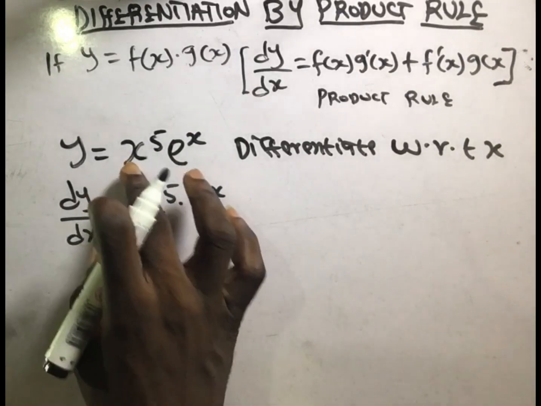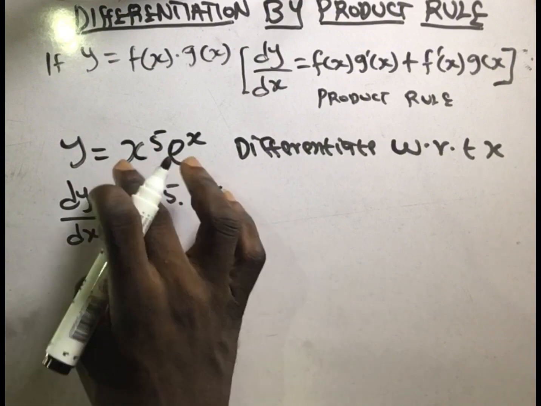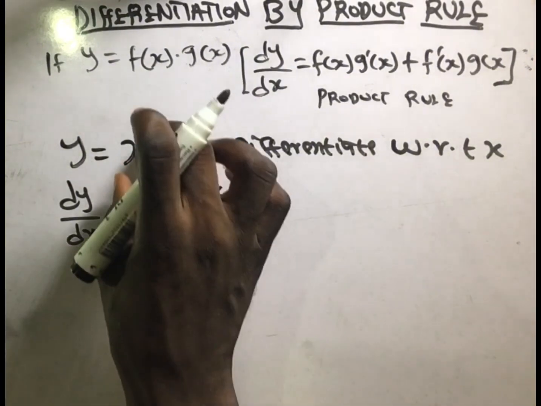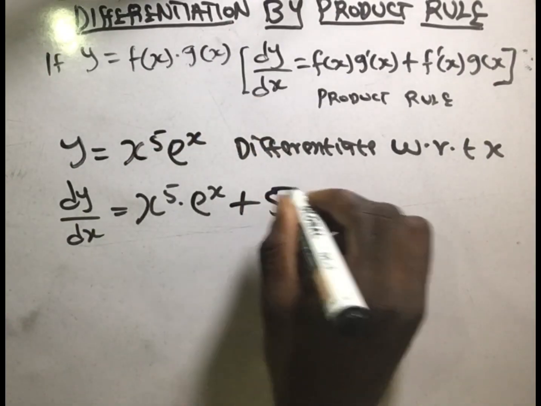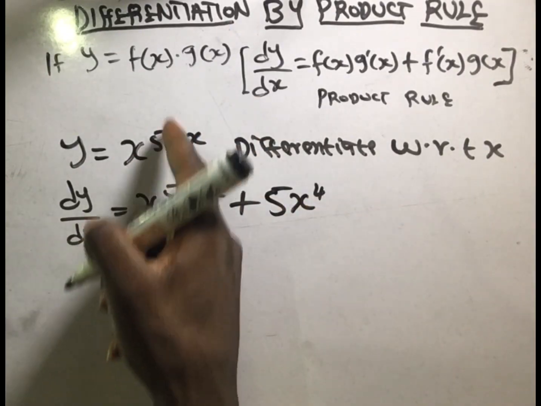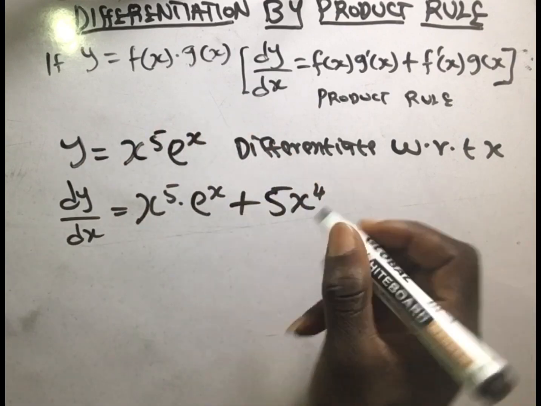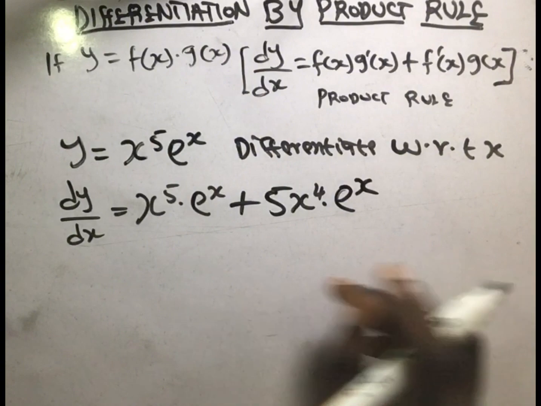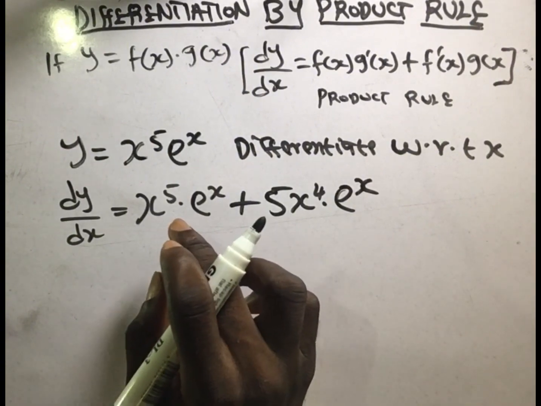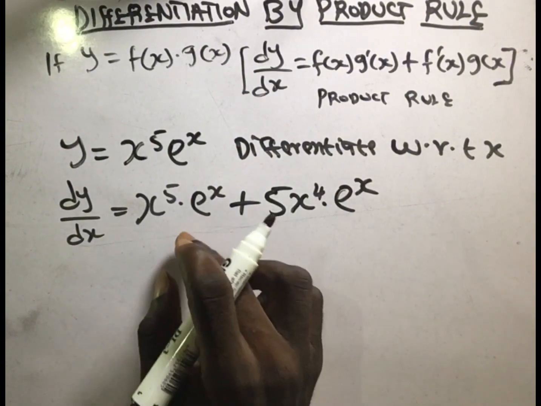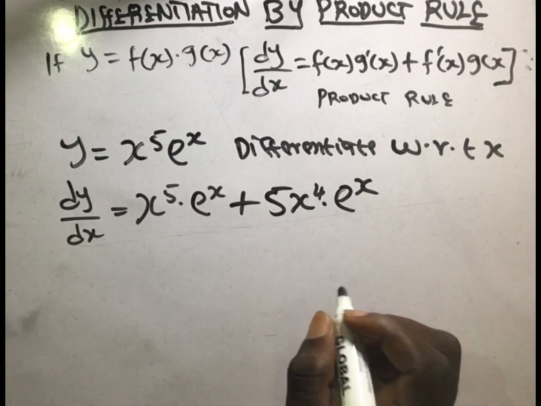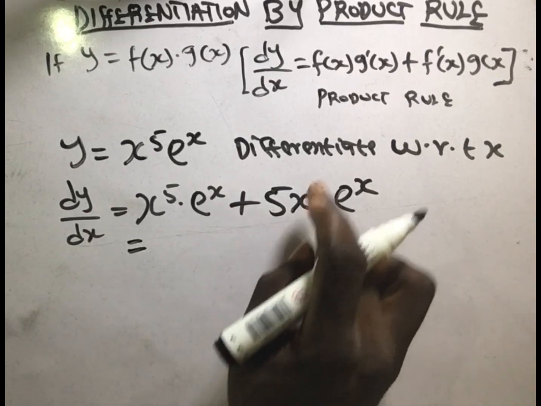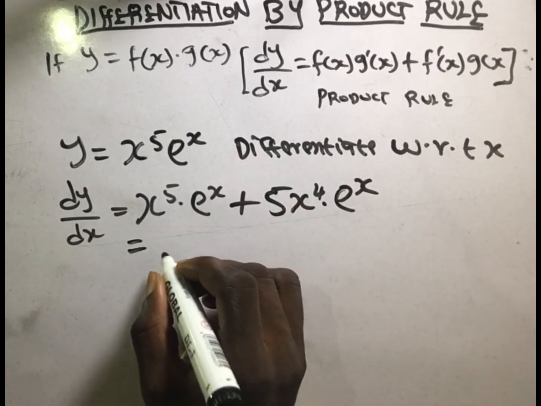Okay, so we have brought down the first one, differentiated the second, plus now we differentiate the first one, which is going to be 5x to the power of 4, because 5 comes down, then 5 minus 1 gives you 4. Then we bring down the second one undifferentiated. Take note that exponential x when differentiated gives you exponential x. It doesn't change. Meanwhile, exponential x is common to both of them, and x to the power of 4 is also common, so factorize them both.